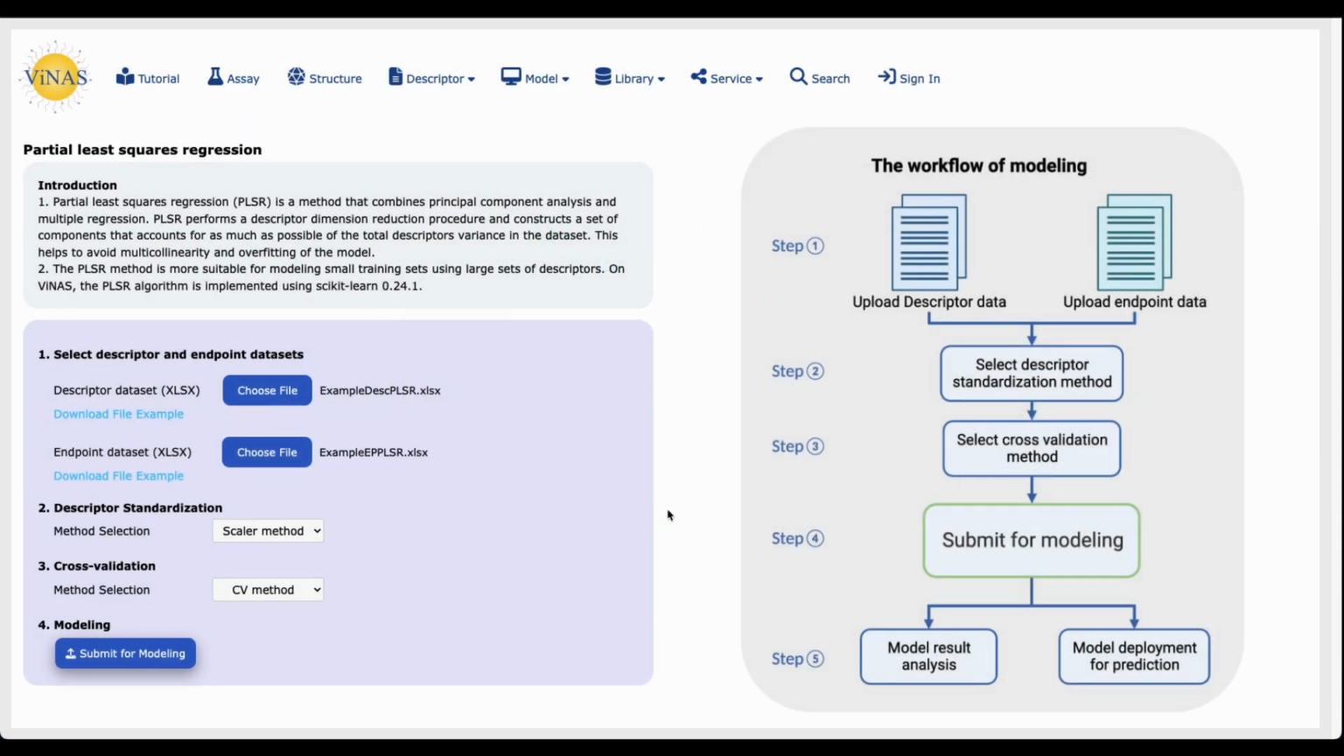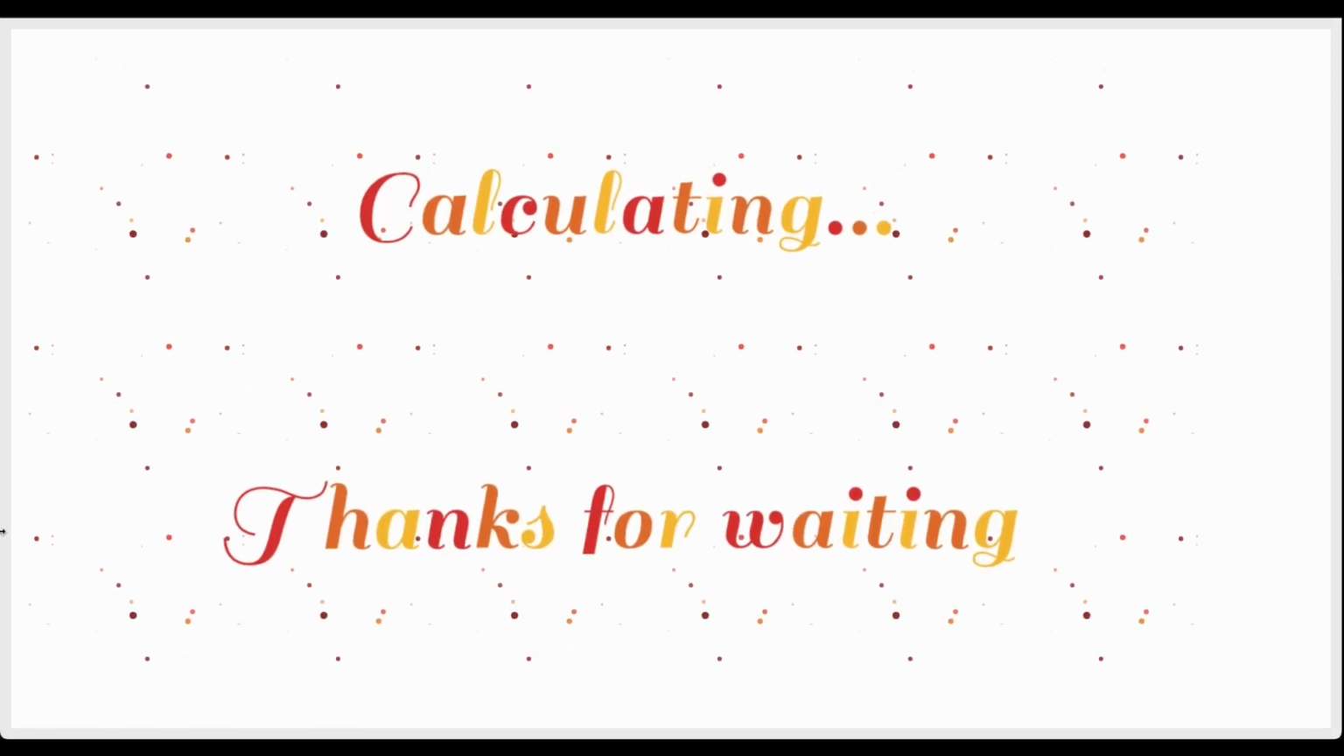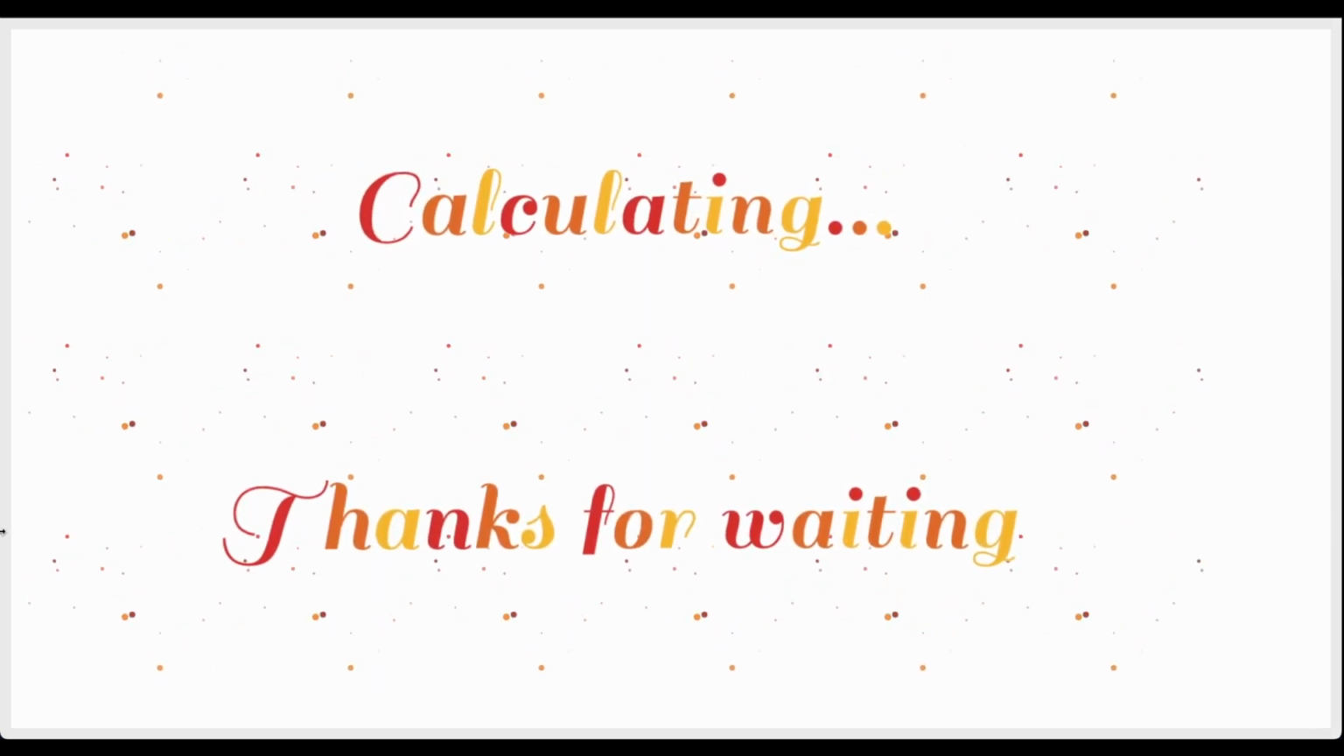Step 2. Choosing a descriptor standardization method, either standard scalar or min-max scalar. Here, we use standard scalar method. Step 3. Selecting a cross-validation method among 3-fold, 5-fold, 10-fold, or leave one out to develop the optimal machine learning model. Here, we select 5-fold method. Now we have finished setting up everything needed to submit for modeling.